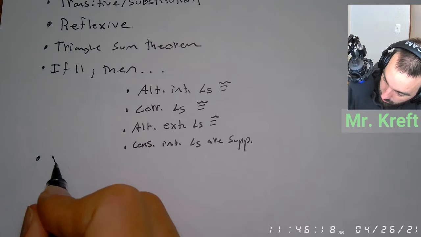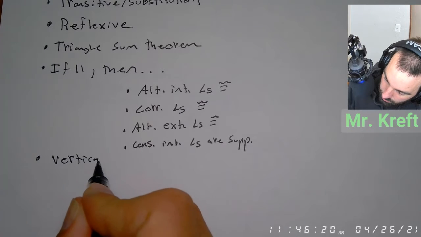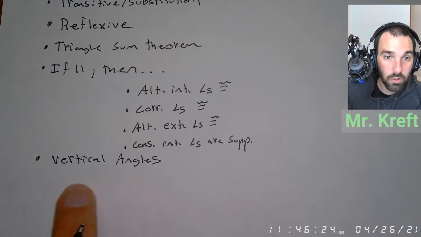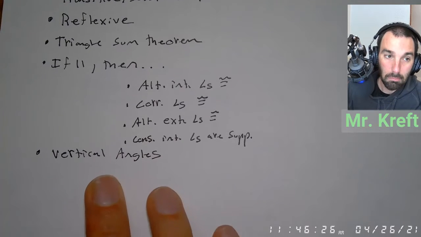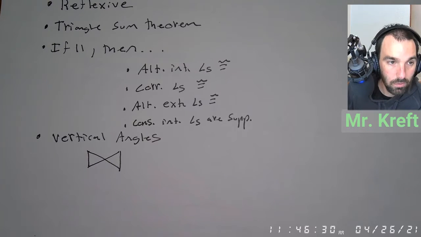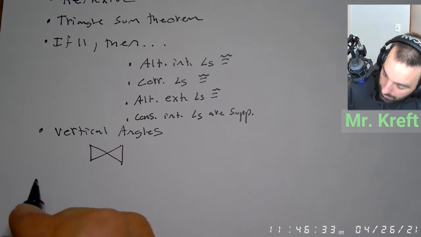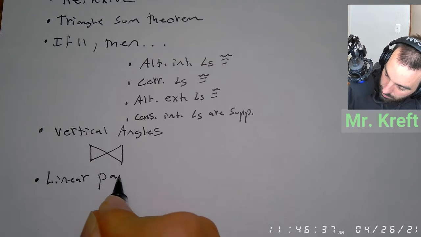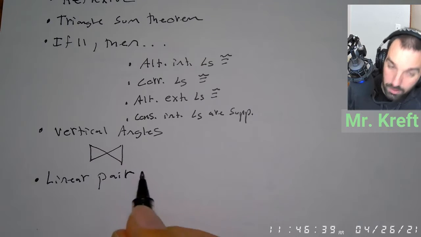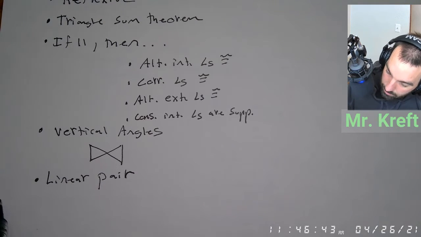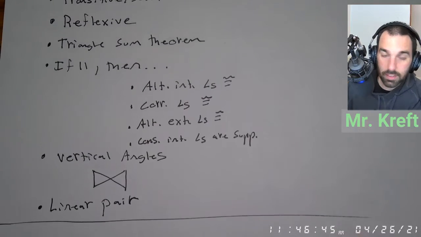Not to forget some big ones, right? Vertical angles. Vertical angles was a big one. Okay, we use that one all the time. Bow tie problems, right? You guys remember vertical angles always happen in bow tie problems. And then linear pair. Right, that's another big one, right? So a linear pair going on there. Okay, and so I'm just going to call it good there.